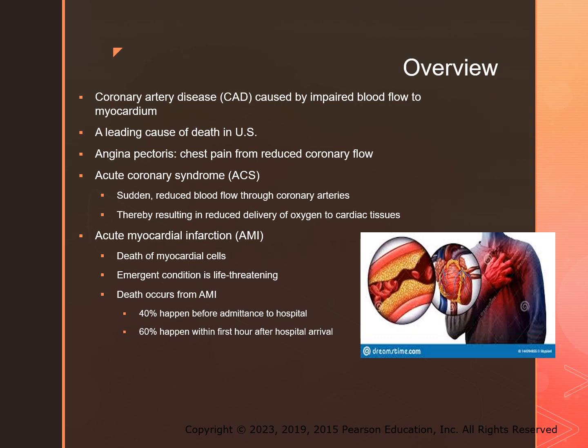And so some of these diseases are acute coronary syndrome, or ACS. It's defined as sudden reduced blood flow through the coronary artery, so these are the arteries, not the veins, thereby resulting in reduced delivery of oxygen to the cardiac tissue. This results in conditions such as unstable angina and can lead to an acute MI.